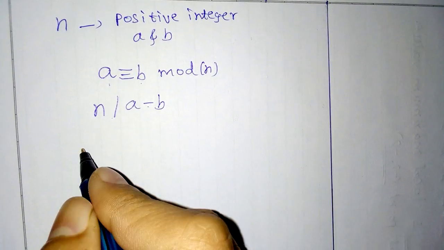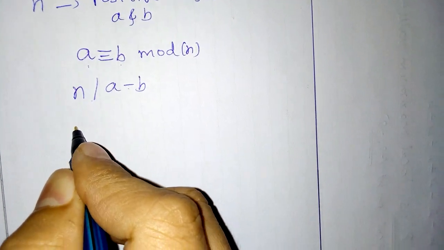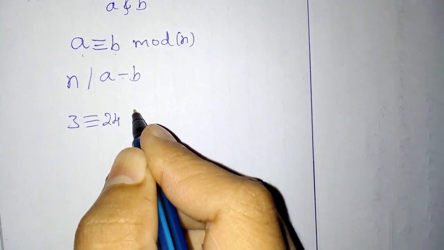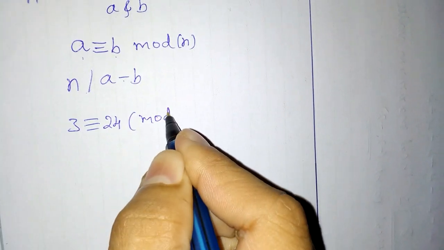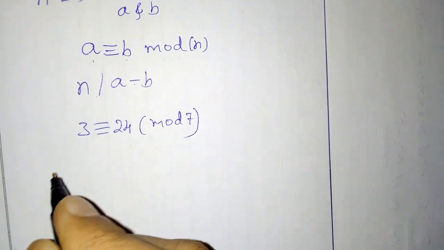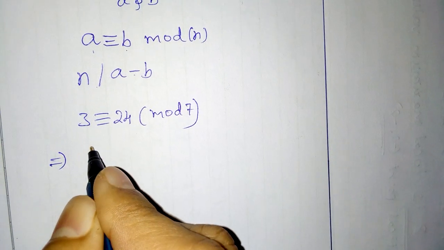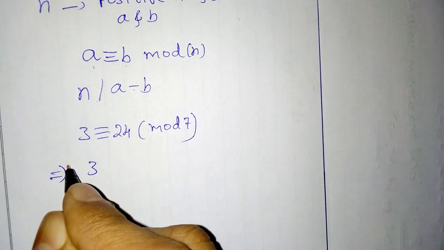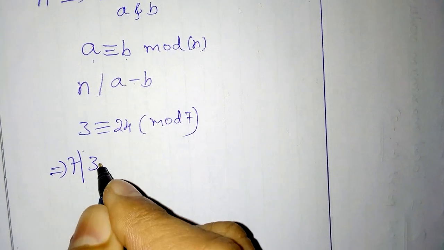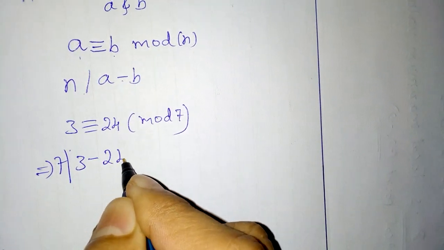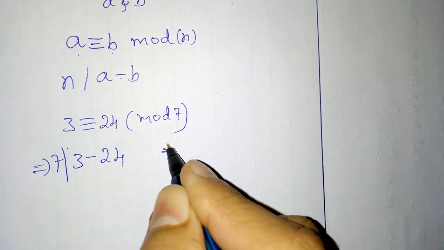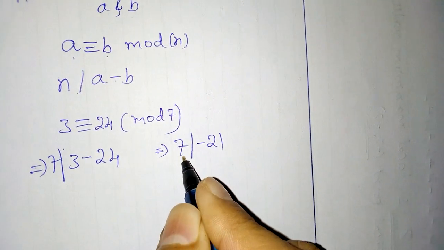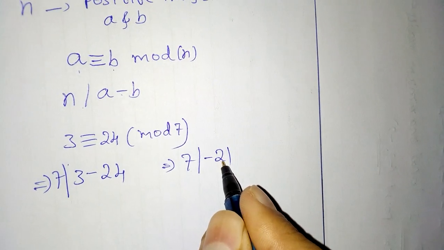For example, if 3 and 24 are congruent mod 7, then this implies that 7 divides 3 minus 24. 3 minus 24 is minus 21. We know that 7 divides 21.